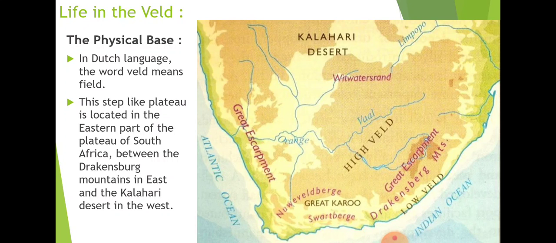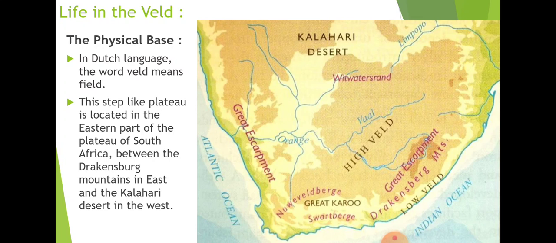This step-like plateau is located in the eastern part of the plateau of South Africa between the Drakensberg mountain in the east. This particular veld is a step-like plateau. It appears like a step, and it is located in the eastern part of the plateau of South Africa.